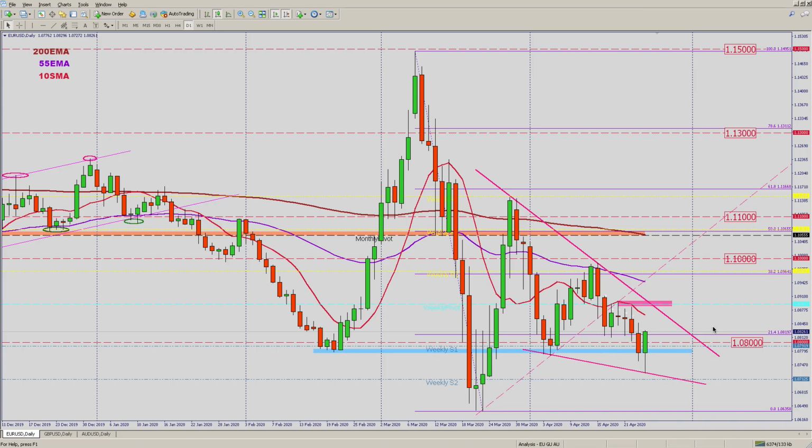and we'll see whether it's able to break out higher above the 21.4 fib, and it's got to climb up above the daily 55 EMA and attempt to make its way back up to the 110 level again. That's going to be a key psychological resistance level.